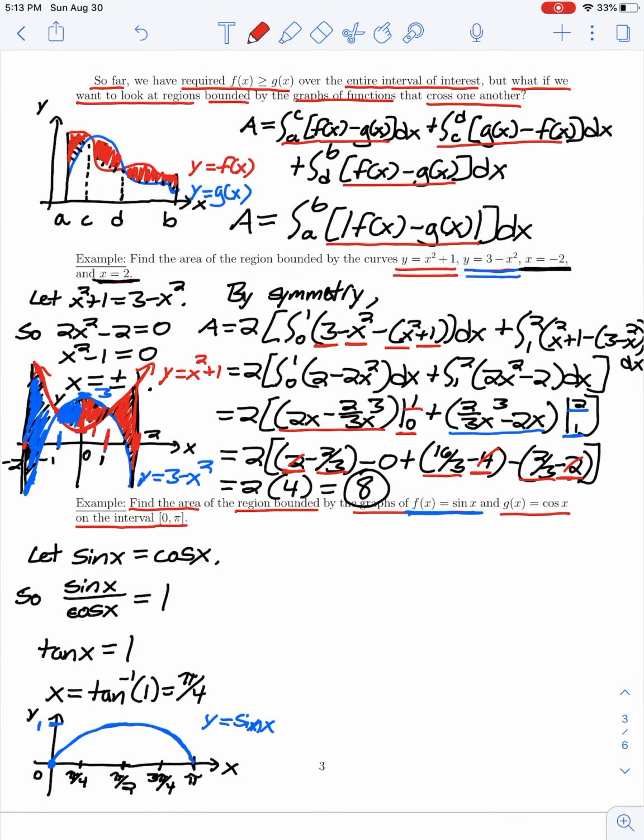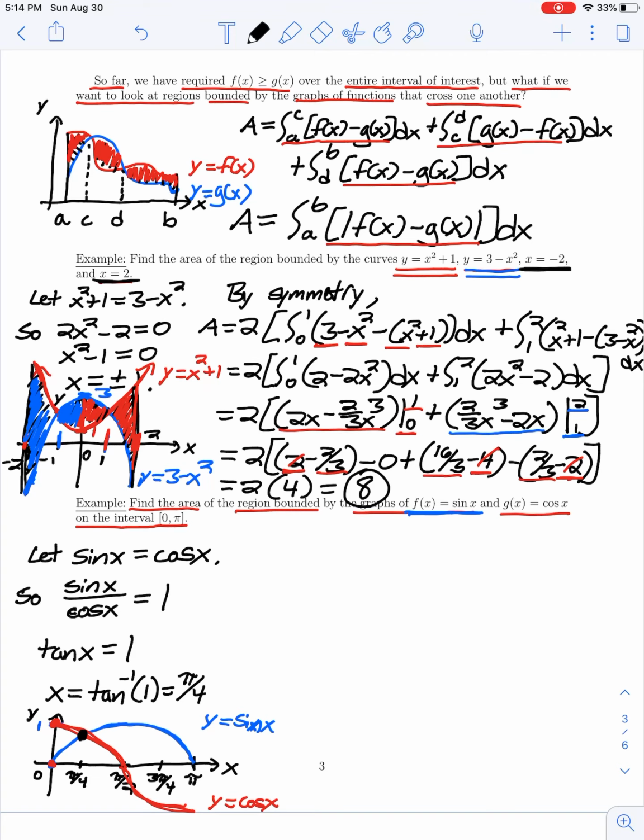And the cosine function we'll sketch in red. Now cosine of 0 is 1, so we start here. And initially, cosine of x decreases to a value of 0 at pi over 2, and then continues to decrease down to negative 1 at x equals pi. So this is our cosine x function. So we see, of course, that these two curves cross when x is equal to pi over 4.